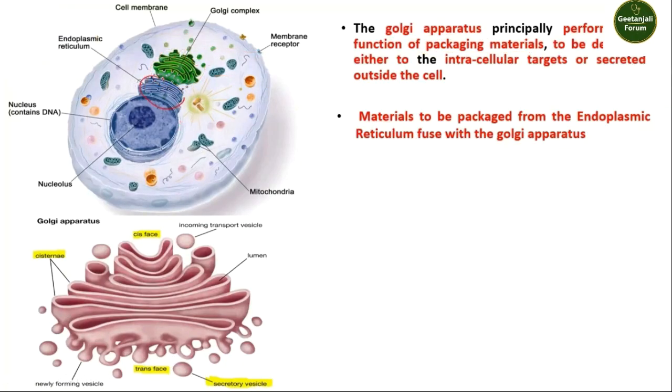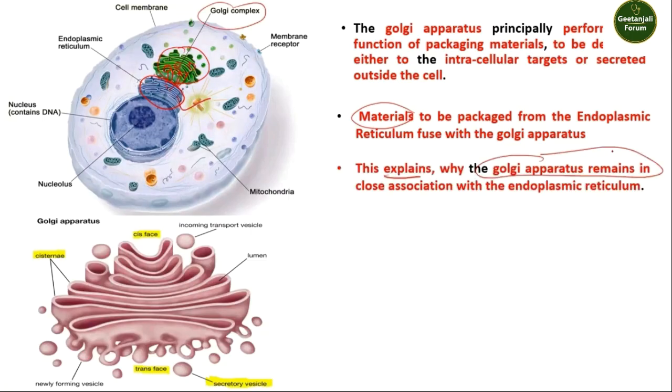It means whatever material is synthesized by the endoplasmic reticulum, now the endoplasmic reticulum and Golgi body are attached with each other. So molecules from the endoplasmic reticulum are moved to the Golgi apparatus. Then these molecules are stored there. It means they are packed there. That's why the Golgi apparatus remains in close association with the endoplasmic reticulum.